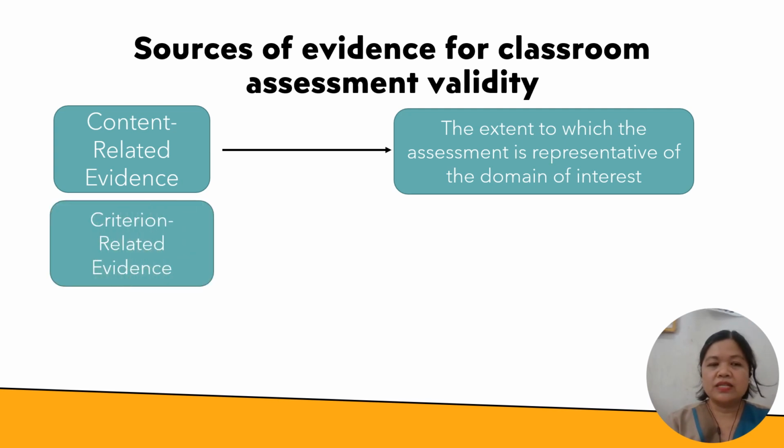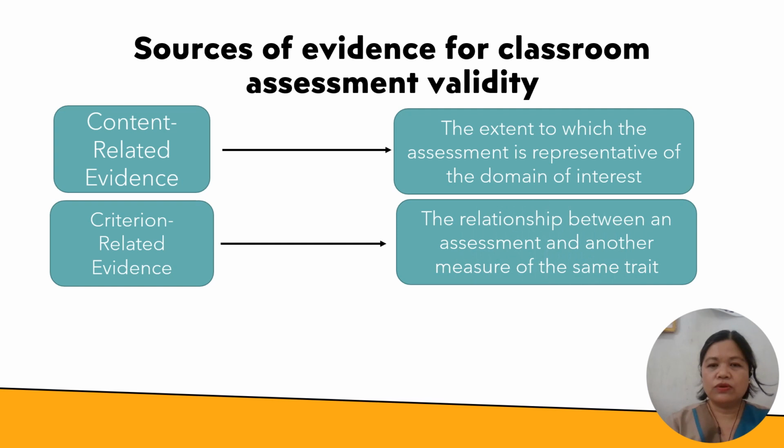Number two is the criterion-related evidence. Ano naman to? Is the relationship between an assessment and another measure of the same trait. For example, dito, in-observe mo yung mga estudyante mo mag-use ng microscope. So, in-assess mo sila doon. Then, eventually, binigyan mo rin sila ng quiz for using the microscope. Step by step using microscope. So, parehong nakuha nilang score. So, yun yung tinatawag na criterion-related evidence.